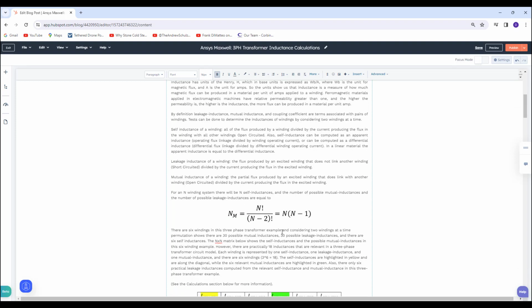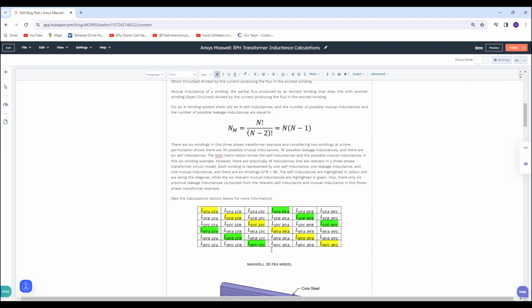And for a 6-winding system, in this case a 3-phase transformer, there are 6 windings. In general, the total number of permutations between 2 windings uses this expression, where n represents the total number of windings: n factorial divided by n minus 2 factorial. So in a 6-winding system, there are a total of 30 permutations for mutual inductance, and there are also 30 permutations to determine leakage inductance. And there are 6 self-inductances.